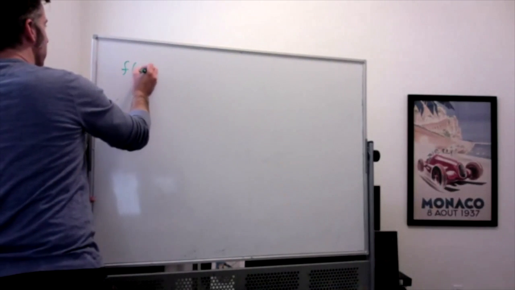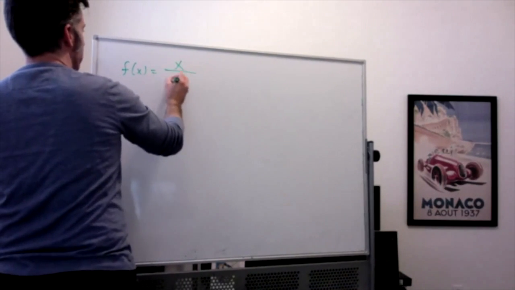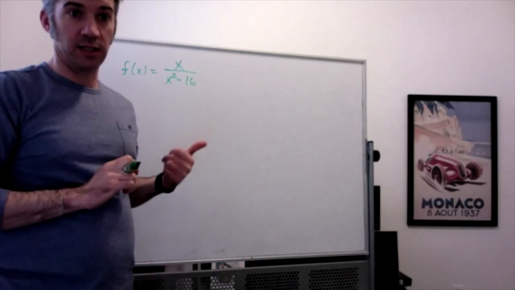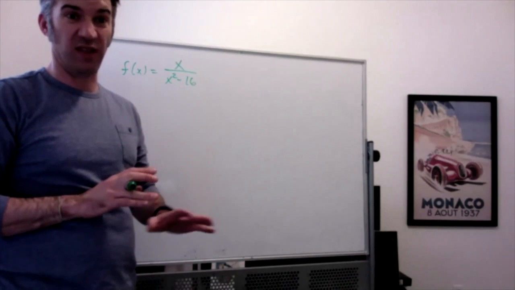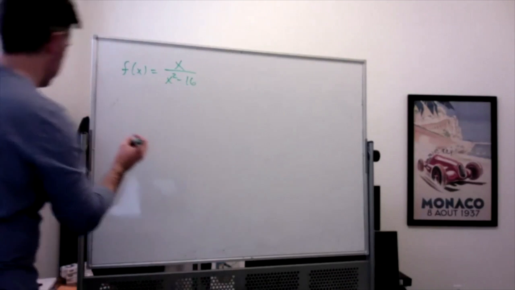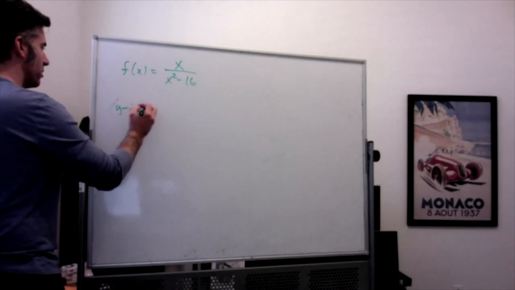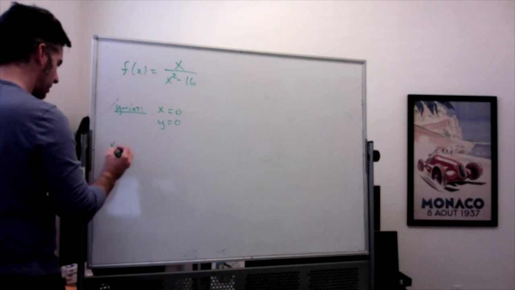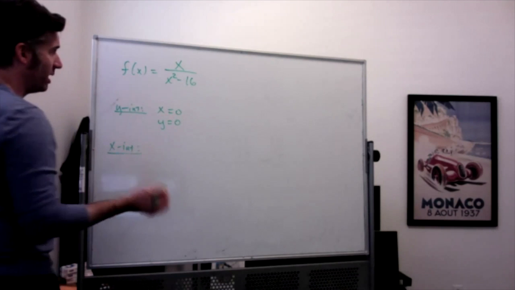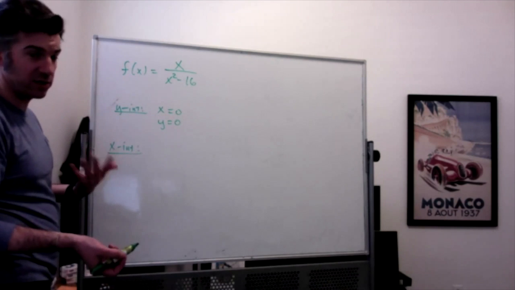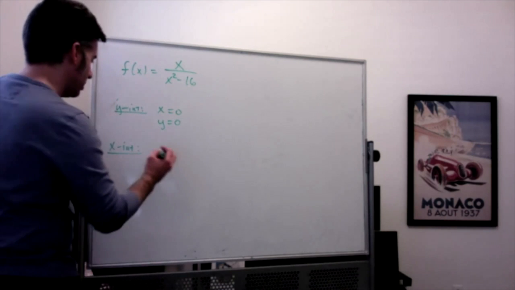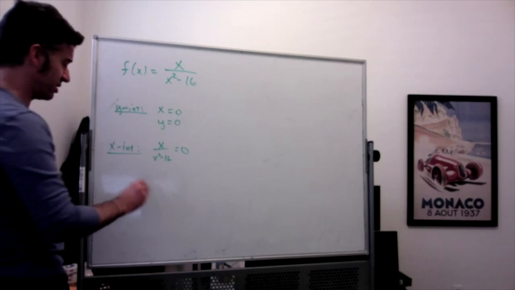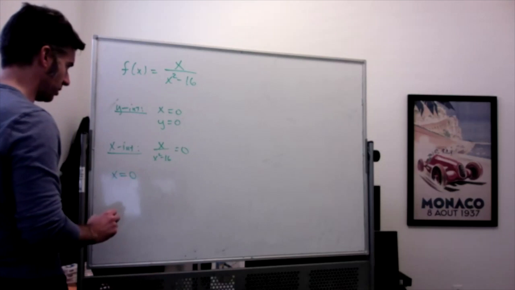f of x equals x over x squared minus 16. So for a rational function like this, in addition to doing the usual things for polynomials, we'll have to think about asymptotes. Well, let's do the usual things. So the y-intercept, we're going to set x equal to 0. We're going to get y equal to 0. X-intercept. For x-intercept, you really can set the whole fraction equal to 0, but also you can just set the top equal to 0. But really, that's just going to be setting x equal to 0.